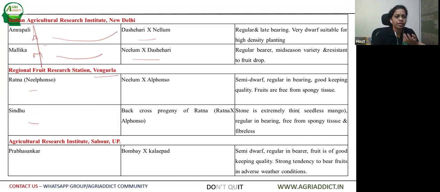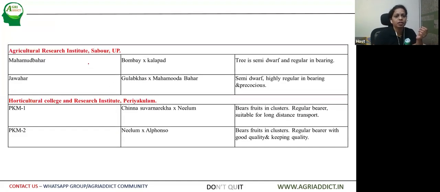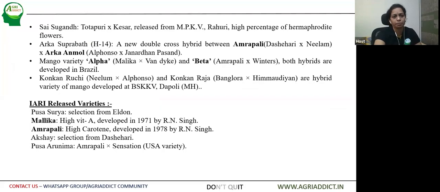Then from UP, it is Prabha Shankar. Then again Mahmood Bahar, then Jawahar. Then from Periyakulam, Tamil Nadu, came the PKM series. So PKM 1 and 2, Suvarnarekha into Neelam, then Neelam into Alphonso, bearing fruits in clusters. So you have to remember a little bit about varietal description, but however, the parentage is much more important.